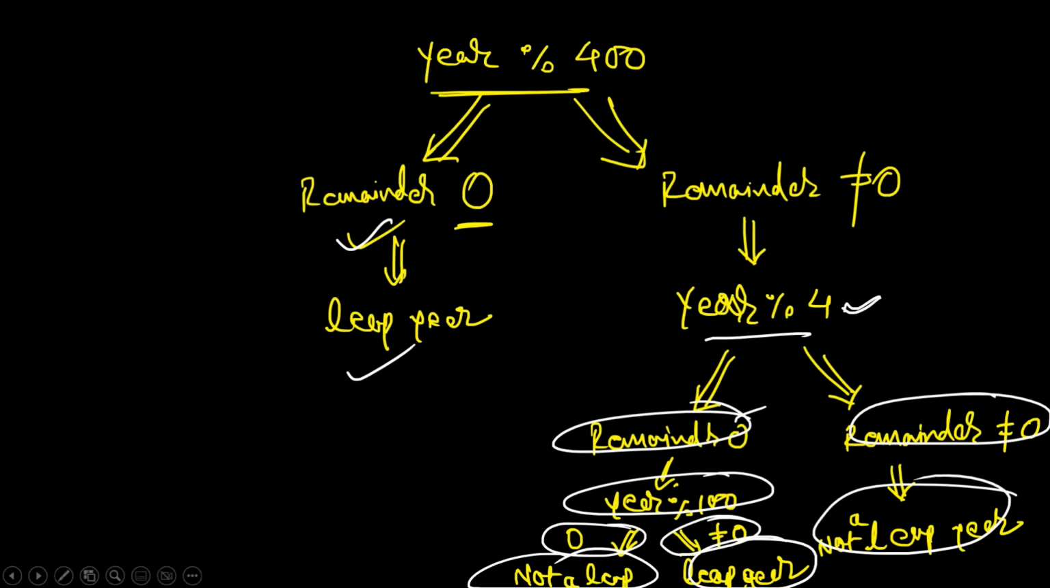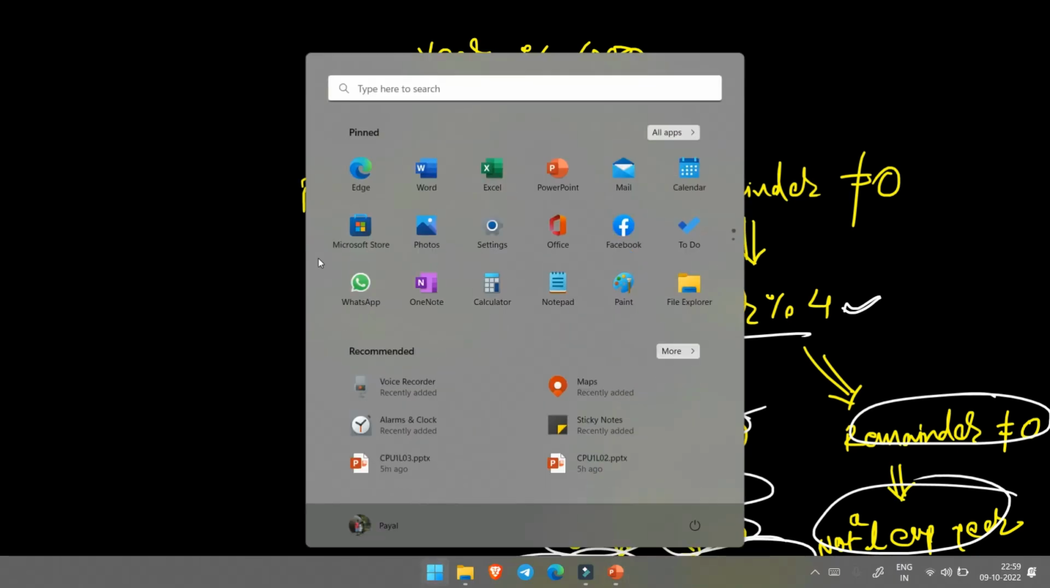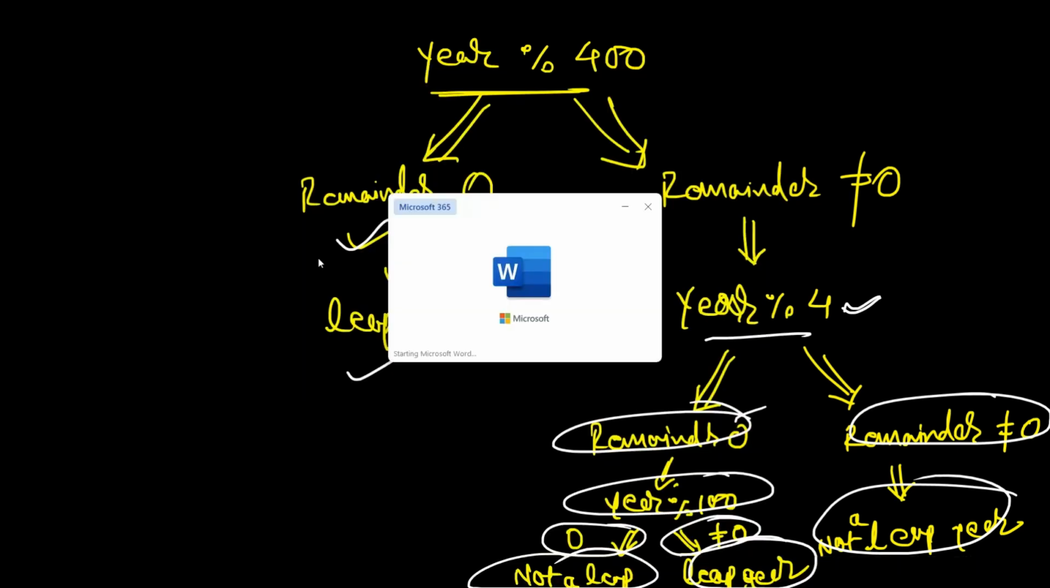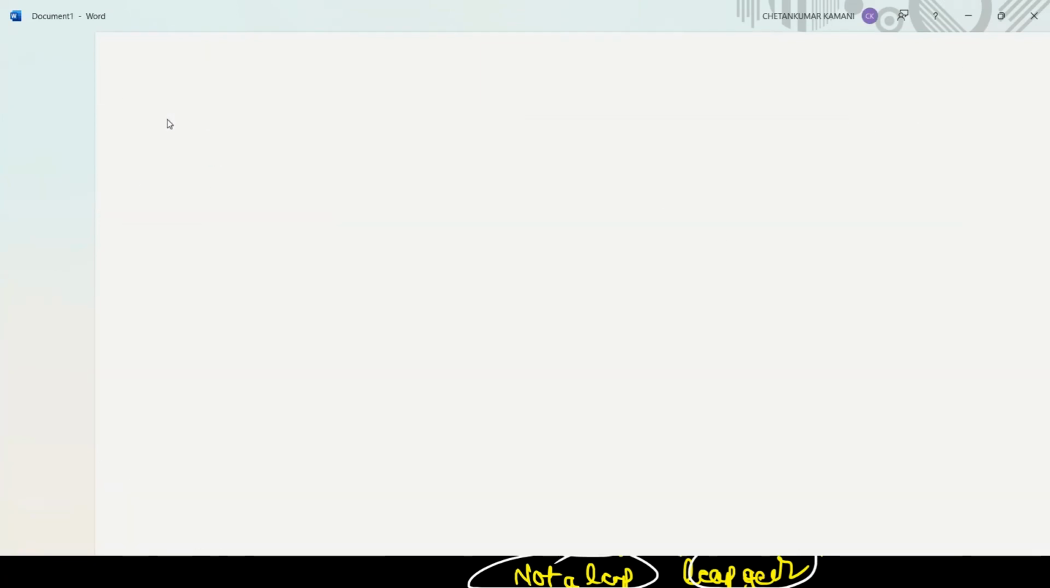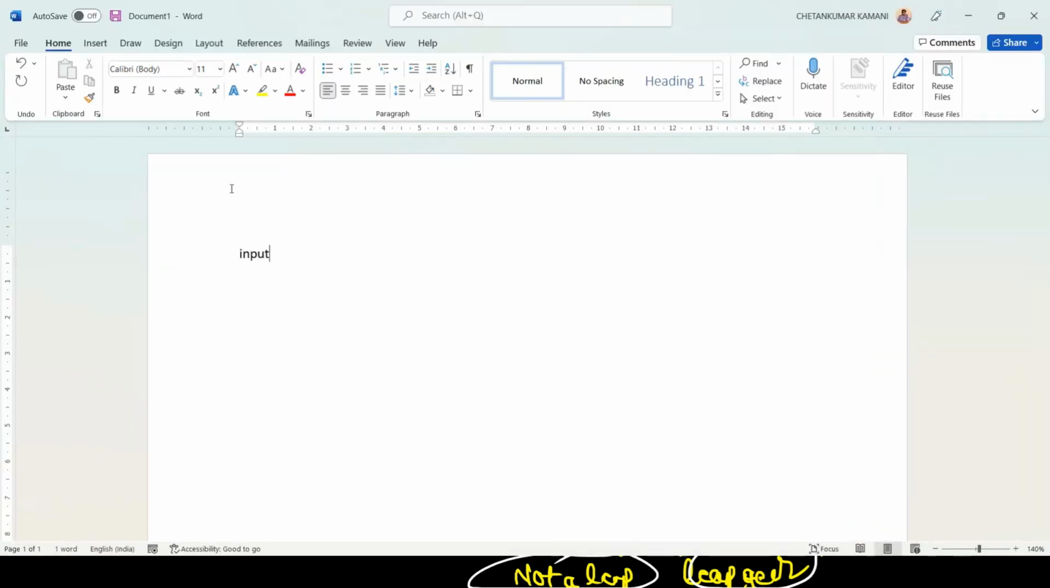So let us implement this algorithm step by step. Now, what should be the input in this case? Any year, let's say capital Y. What about the output? Y is a leap year or not. Let's start the solution.